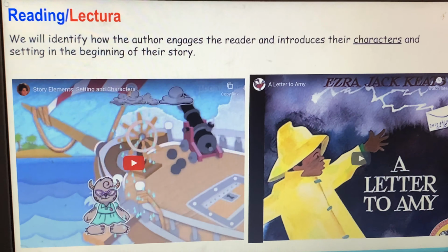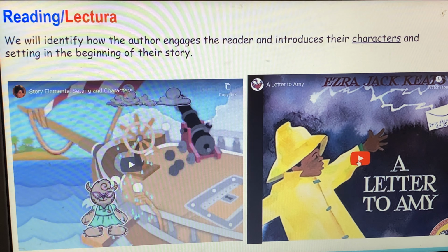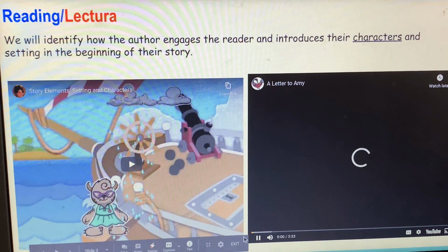Today's big focus is looking at the beginning of our story. So let's see how the author introduces this story.